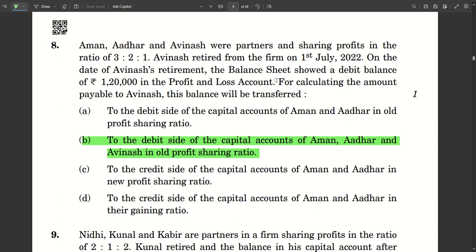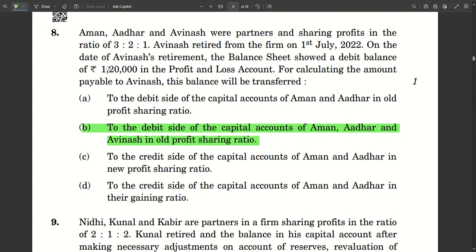On the date of retirement, there was a debit balance in the profit and loss account of 1 lakh 20,000. Okay, the debit balance is shown here. So, what should we do? The question is asking about the same thing. As a rule, any debit balance of the profit and loss account is distributed among all the partners in their old profit sharing ratio. This loss will be debited to the capital account of all the three partners in their old PSR. Option B is the answer.